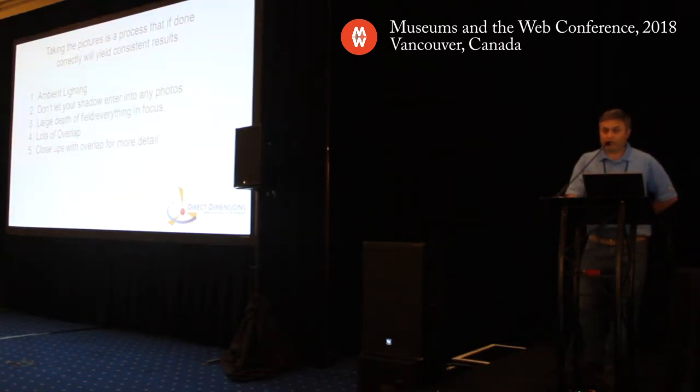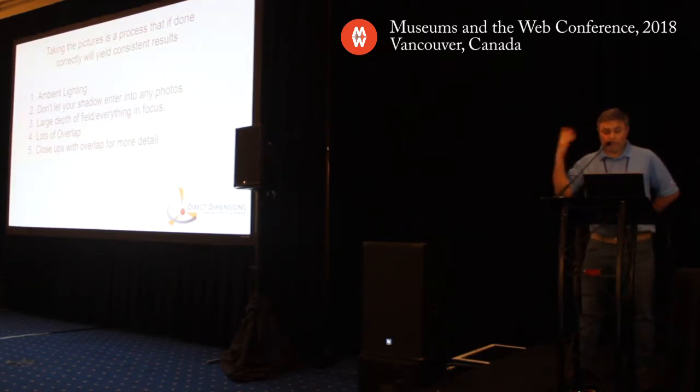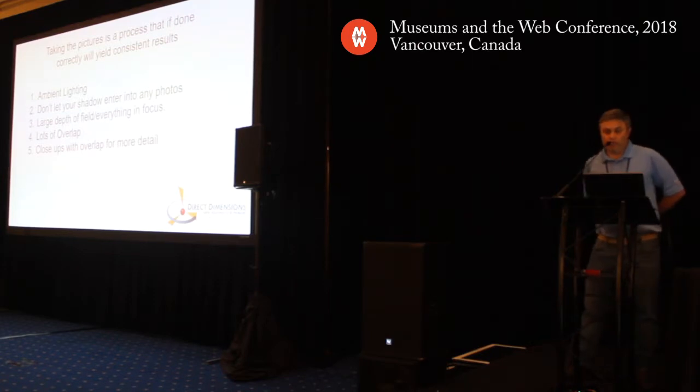So taking the pictures is pretty critical. There's some things that are important. The most important one of those things is the lighting. So the ambient lighting, those of you who don't know what that means, I like to say if it's a cloudy day, that's ambient lighting. If it's a sunny day and you're in the shadow of the building, that's also ambient lighting. Diffuse lighting will allow you to have equal color from all angles, but it'll also keep you from getting your shadows in the photos.